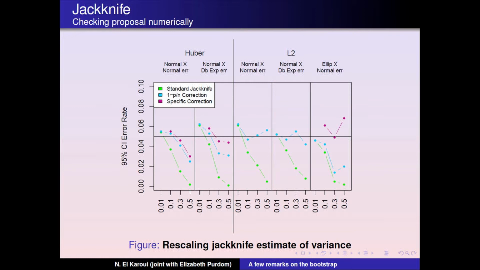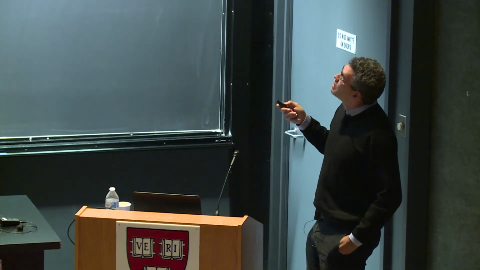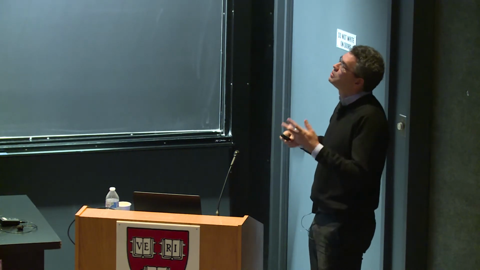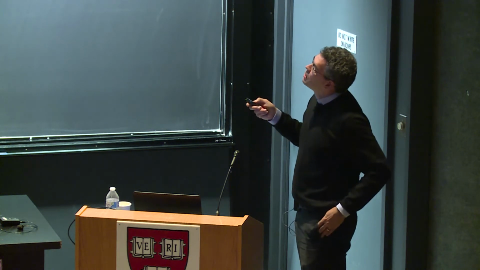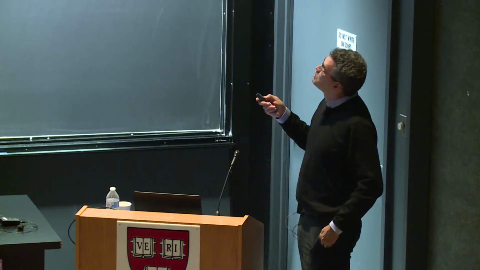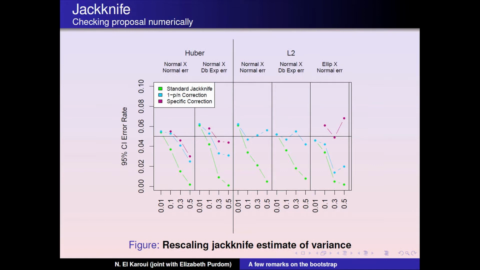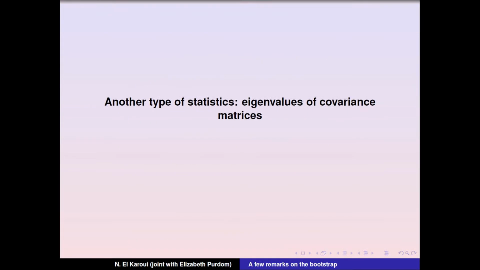We can do this Gaussian style correction. We get improvement in the Gaussian design case, but no improvement otherwise. And our specific correction, which requires also quite a bit of assumption, improves things a little bit, but not sufficiently to call for victory. Okay.